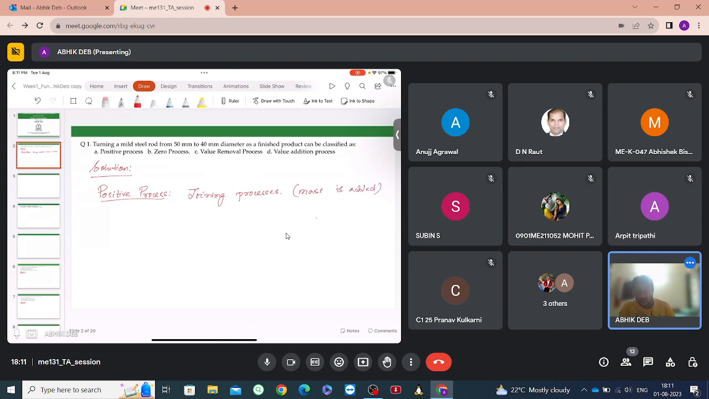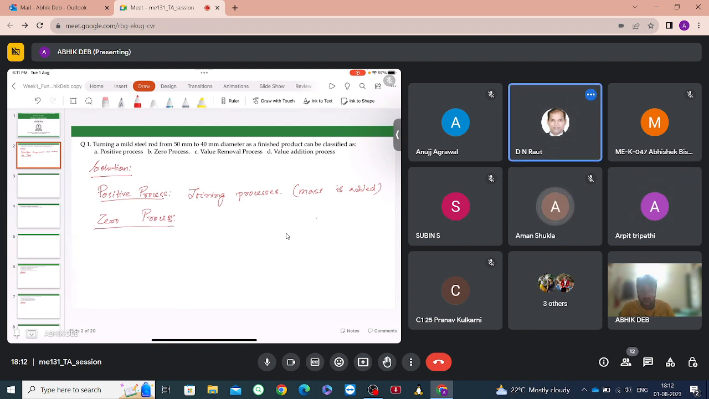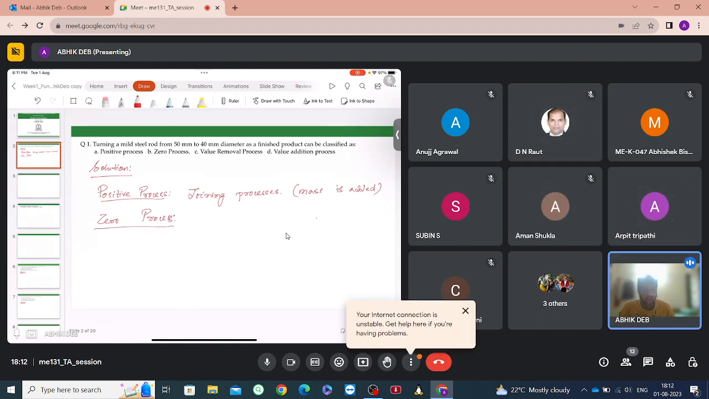Okay. What is a zero process? Sir, casting and forging. No addition, no removal. Yeah. So it is basically a mass conservation process.